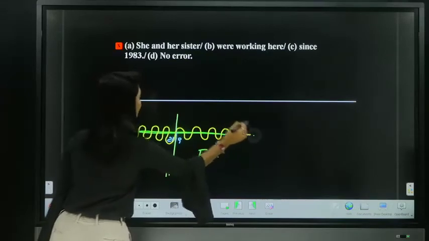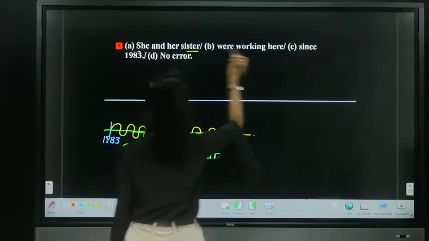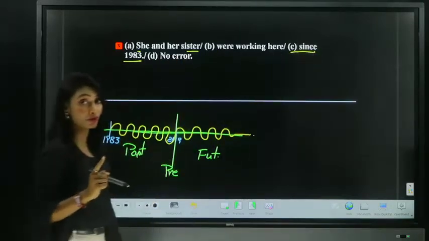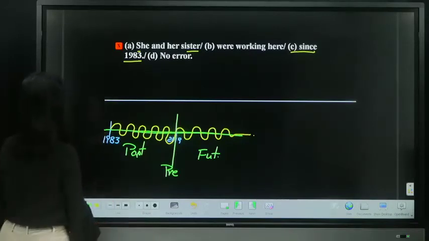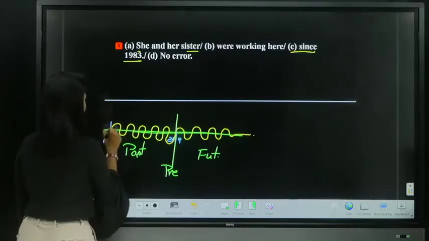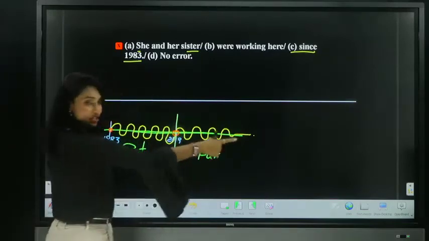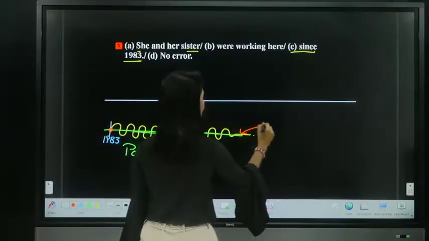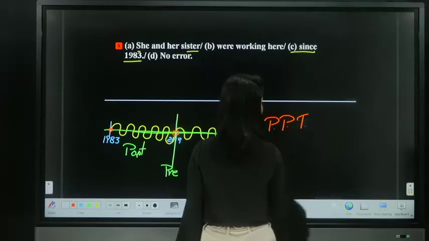In a sentence, it is mentioned what? She and her sister were working here since 1983. Since is a time indicator for present perfect and present perfect continuous. So action started when? In 1983. Action started here. We are in 2019, but still action is going on. That means, remember again, what we require is present perfect tense.